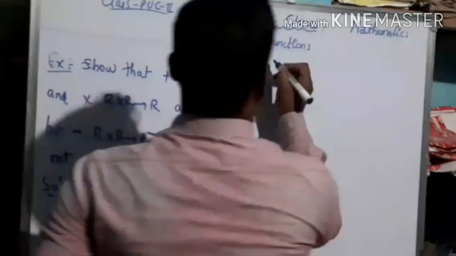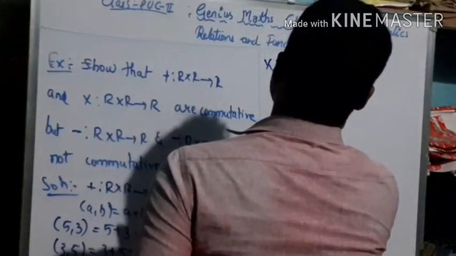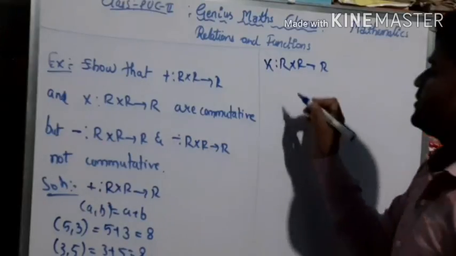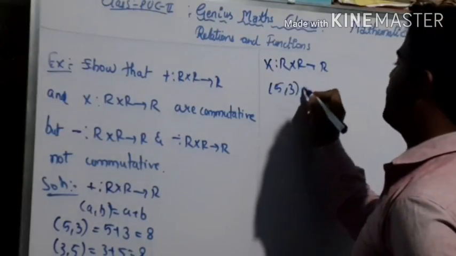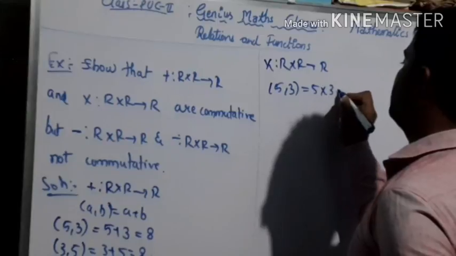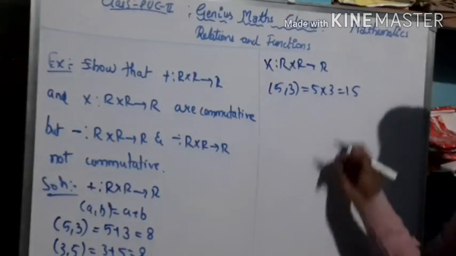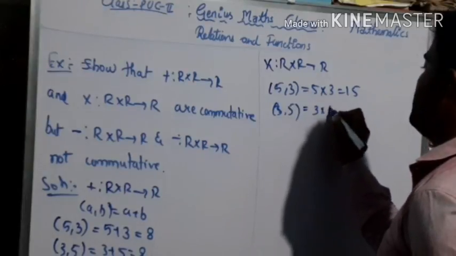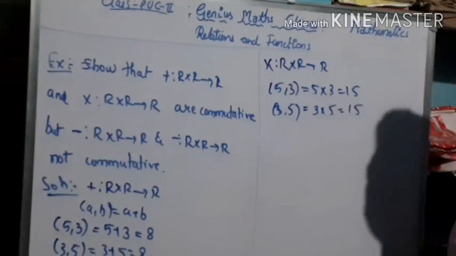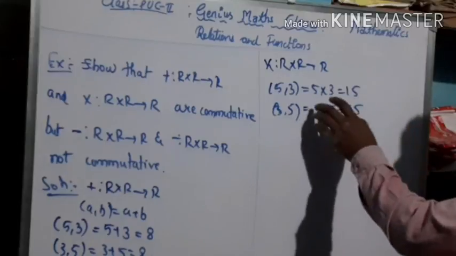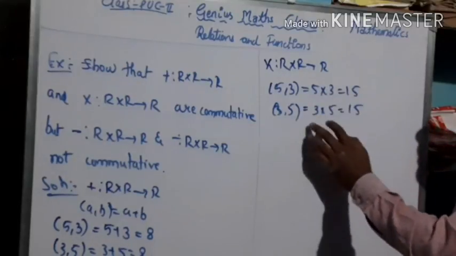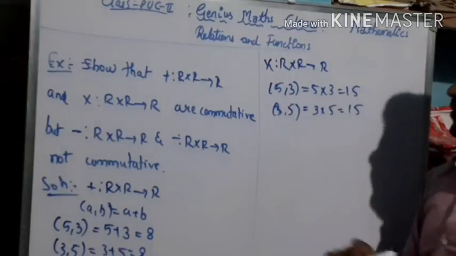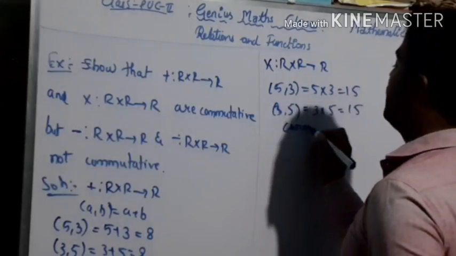Similarly, multiplication on R cross R to R. Why is this commutative? Because if you consider the same, 5 cross 3, 5 into 3 is equal to 15. Similarly, 3 into 5 is also 15. So on both sides, 5 into 3 gives 15 and 3 into 5 gives 15. Therefore this is also commutative.